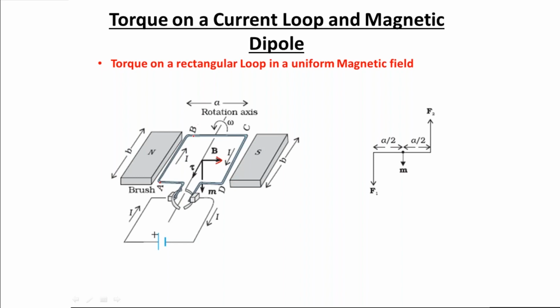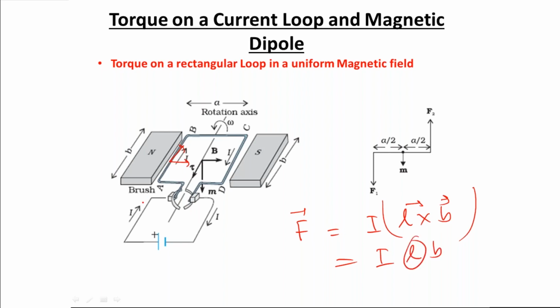Now I am supposing that the current is flowing in the beginning from A to B and then B to C, C to D and D to A, through this battery circuit. So when the current is flowing in this direction, we have seen that when a current carrying wire is placed in a uniform magnetic field, it will experience a force, and we have calculated the direction of the force using the formula I L cross B. When L and B are perpendicular to each other, as you can see here, the magnetic field direction is this way, the current direction is this way. So L and B are perpendicular, and I can write ILB, where L is the length of the wire.